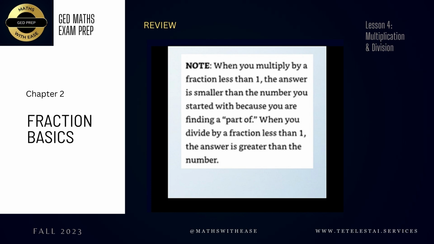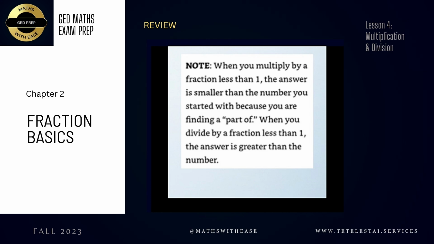So when you multiply by a fraction that's less than 1, your answer should always be smaller than the number you started with, because you're finding a part of a quantity. Let's say the easiest example would be multiplying 1/2 or 0.5 by 1. Your answer would be 0.5.